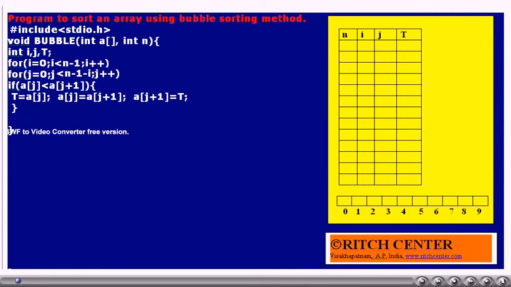First time, we compare n-1 elements. If the jth element is less than the j plus 1th element, they will be exchanged. Thus, after n-1 comparisons and related exchanges, we get the smallest element to the last. That is, it will be bubbled out.